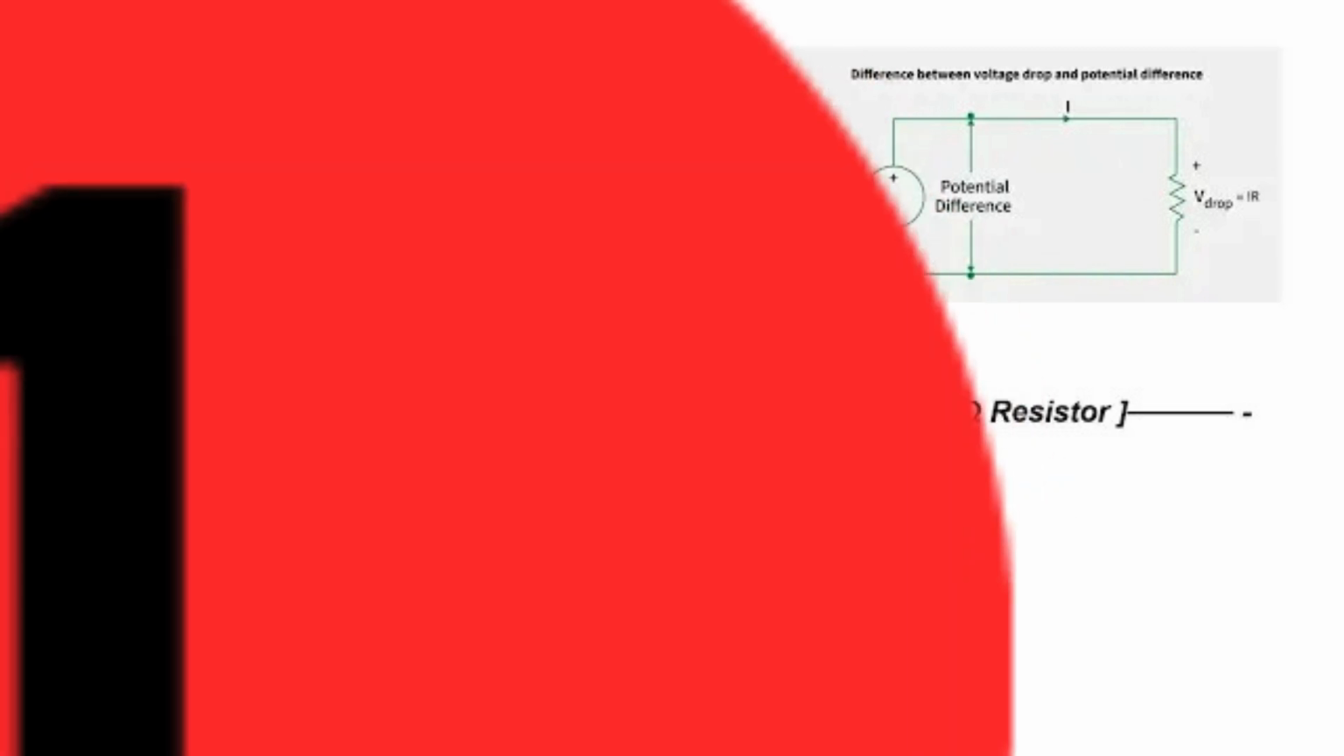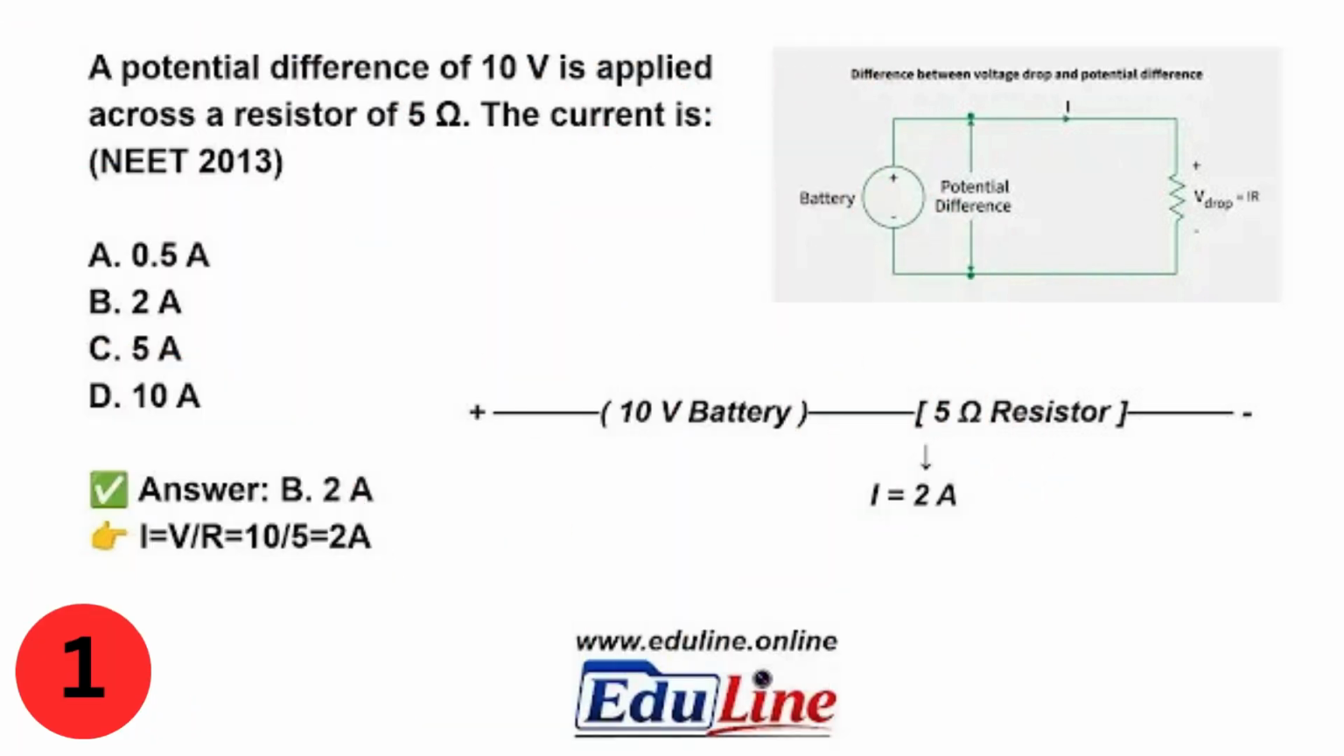Question 1. A potential difference of 10 volts is applied across a resistor of 5 ohms. What is the current? Options. Option A, 0.5 ampere. Option B, 2 ampere. Option C, 5 ampere. Option D, 10 ampere.